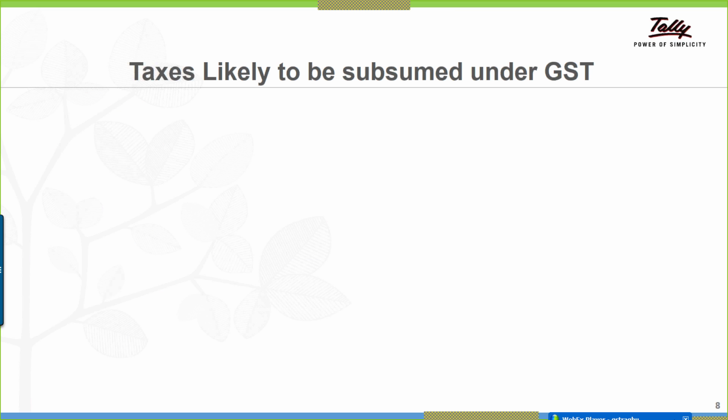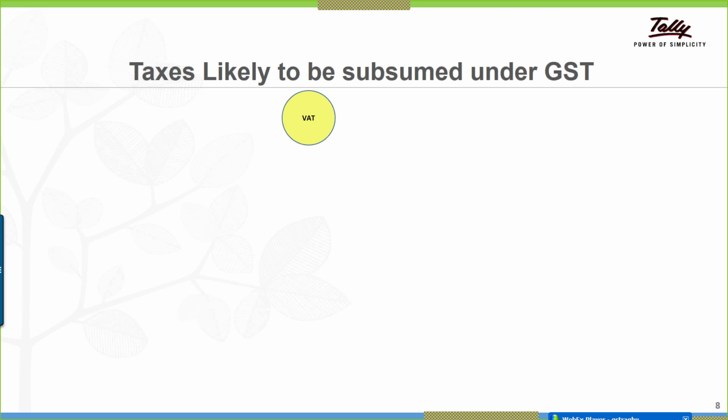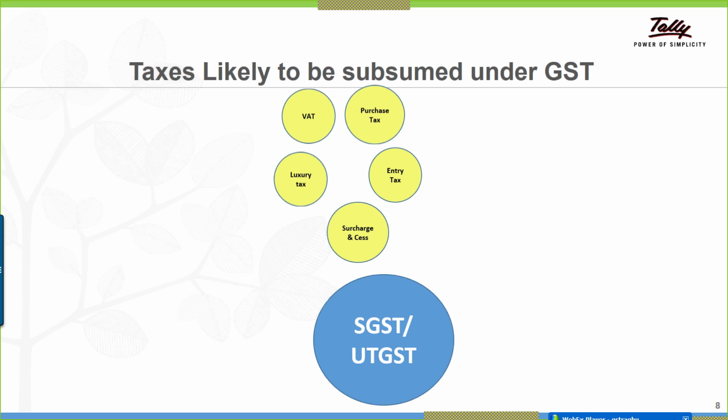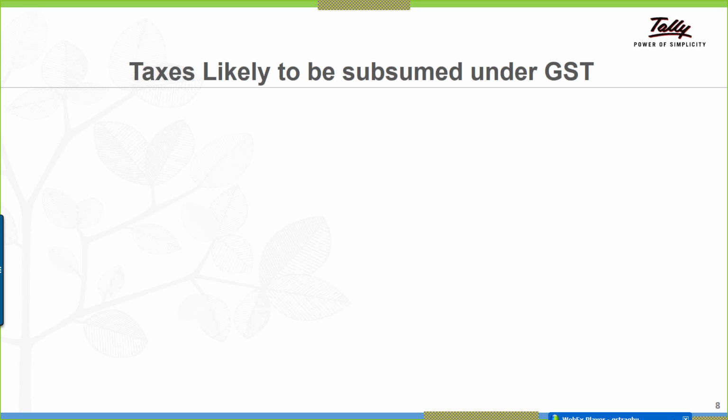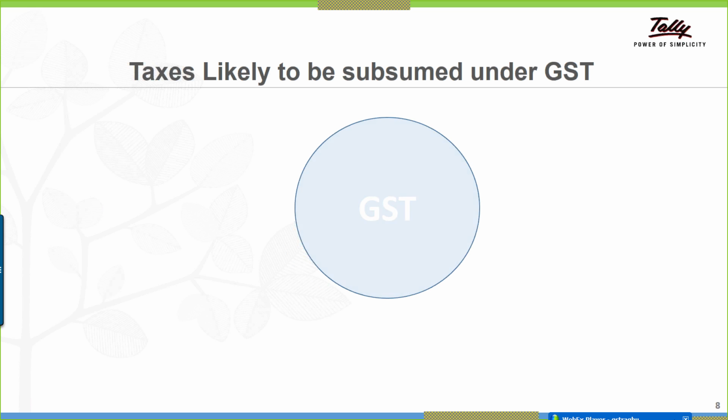What are the taxes subsumed under GST? As you know, currently there are VAT, service tax, excise and many other taxes. So which taxes are going to be subsumed under GST? Excise duty, ADE, service tax and surcharge and cess will be subsumed under CGST. VAT, purchase tax, entry tax and luxury tax, on surcharge and cess, will be subsumed under SGST or UTGST. And the last one, CST, CVD and SAD will be subsumed under IGST. Put together, it is a single tax called GST.